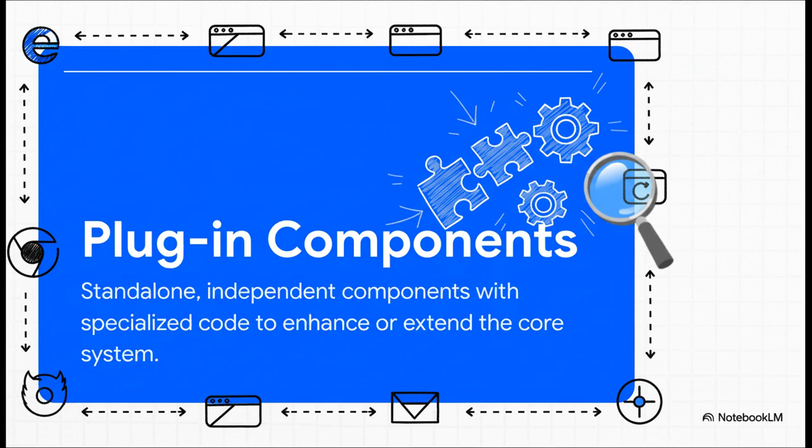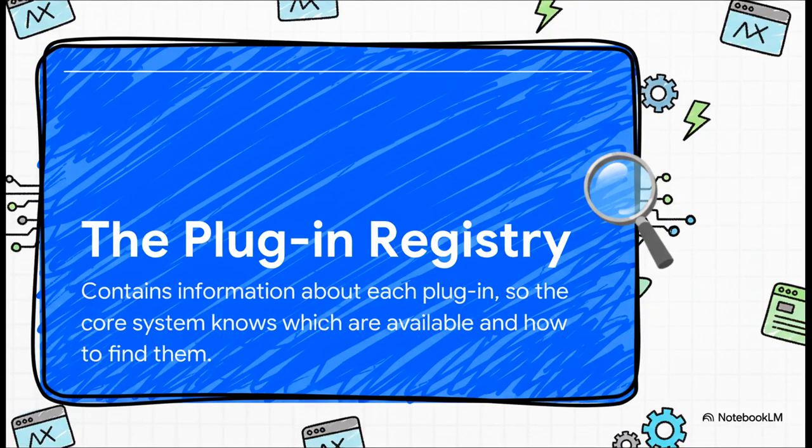That just reduces the risk of things going wrong by a huge amount. So you might be asking, how does the core even know which plugin to call? Well, that's where the registry comes in. The best way to think about it is like a phone book or a contact list, just for plugins.